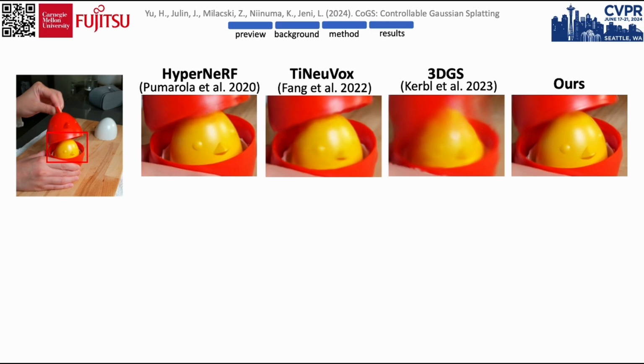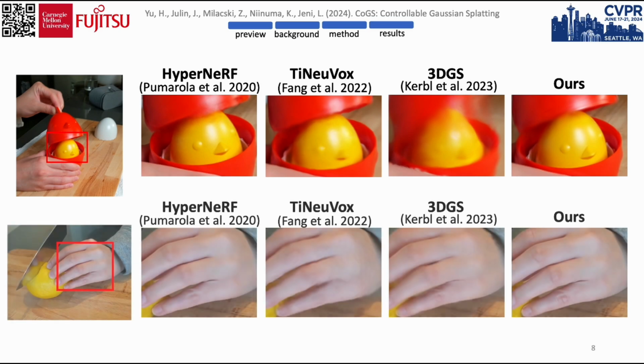On real scenes, we also observe improved performance. Compared to other methods, CoGS generates more accurate reflections and cleaner boundaries between the red shell and the yellow chicken. For this scene, our method also shows superior quality, better modeling the knuckles on the hand.